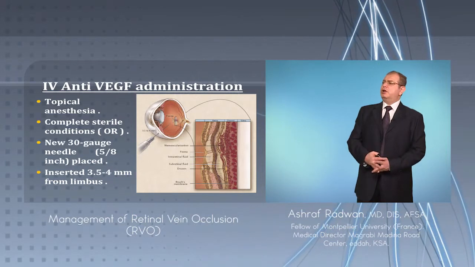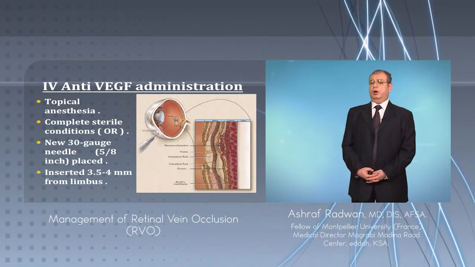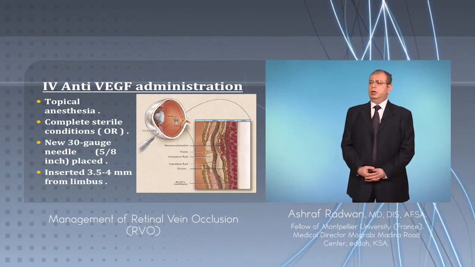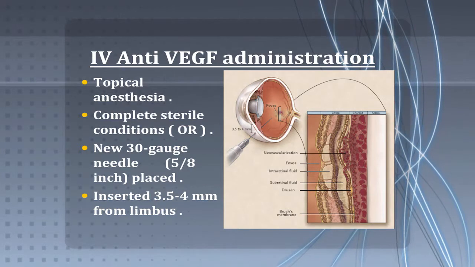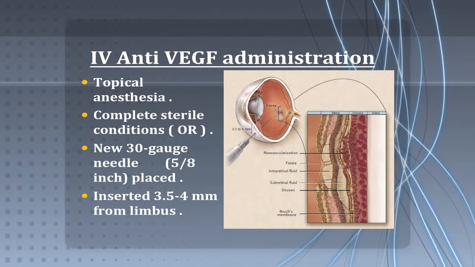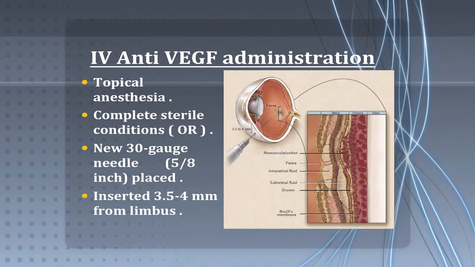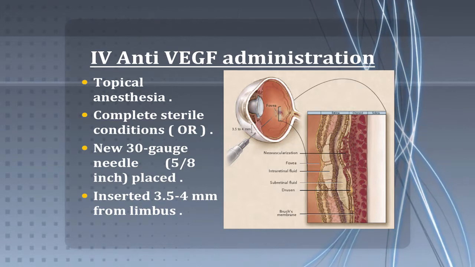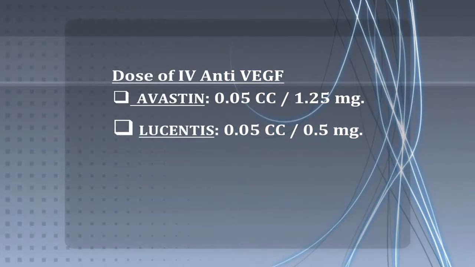The way of injection of anti-VEGF, as you know, is used in the OR, in complete sterile condition. We use topical anesthesia, no injections. We usually use a 30 gauge needle, and it is inserted 3.5 to 4 millimeters from the limbus, as is seen in the diagram here.